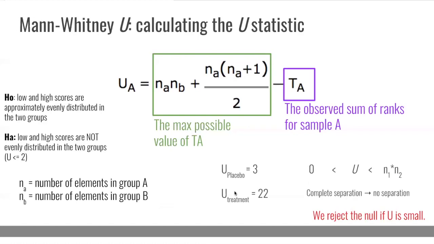So in this case, what we would say is that while we saw there was some separation between the placebo and the treatment group, it was not distinct enough to reject the null hypothesis. So here, low and high scores are approximately evenly distributed between the two groups. So you wouldn't say that this treatment was different enough from the placebo. So we fail to reject the null here.